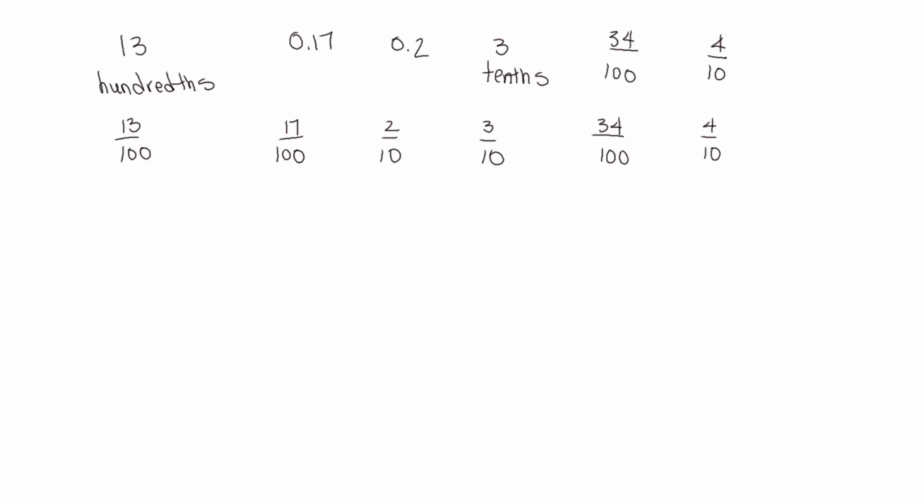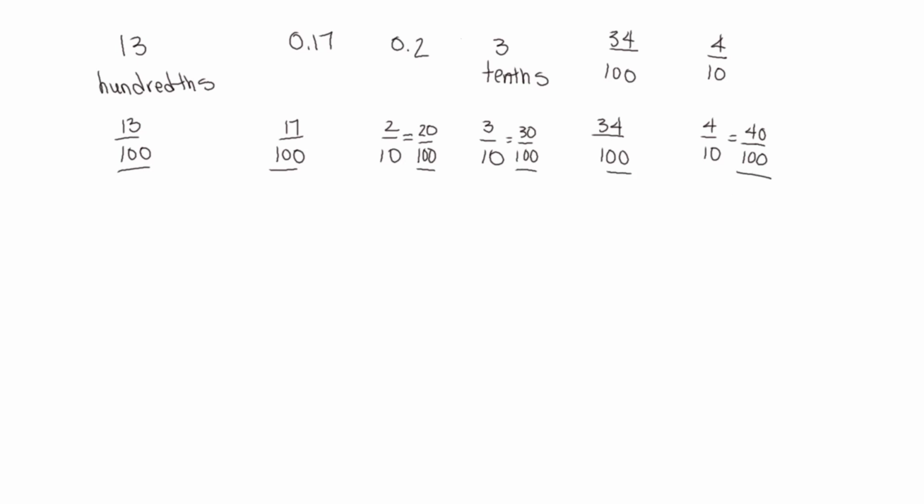So we're simply going to turn the ones that are in tenths into equivalent hundredths by multiplying the numerators and the denominators by 10. So this would be 20 hundredths, 30 hundredths, and 40 hundredths. So now it's very easy to compare these because the units are all the same.